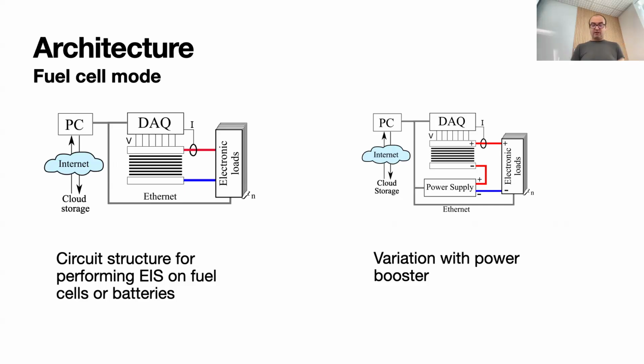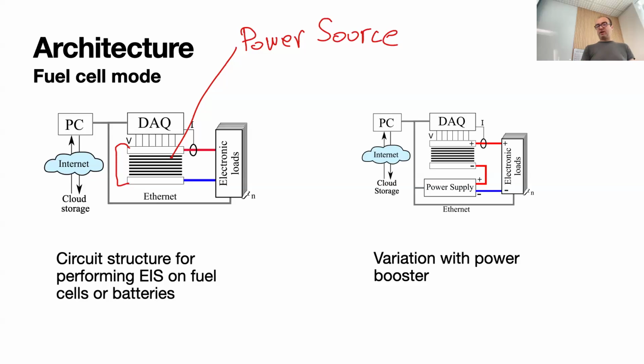In fuel cell mode, the fuel cell here is the main power source. And in this combination, because this acts as a power source, all that we need in order to characterize it is to change the current that we are drawing. We do this by using electronic loads, one or multiple of them connected in parallel.